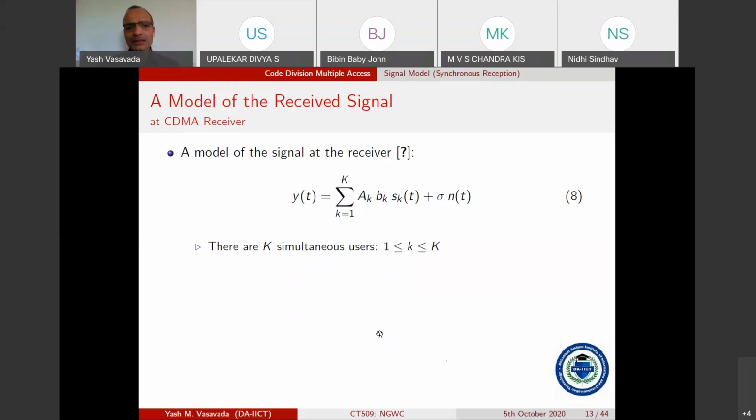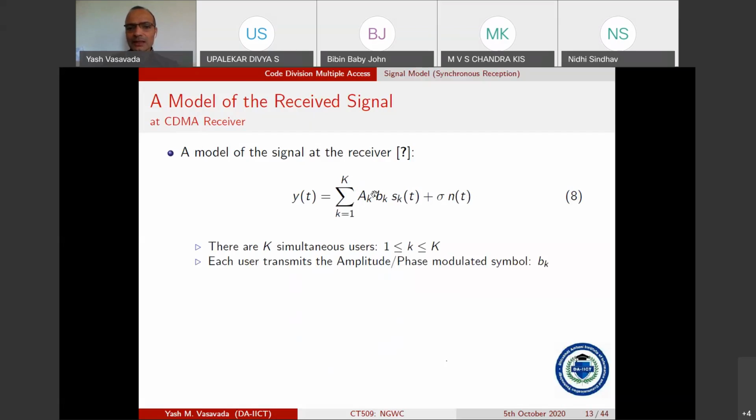So let us look at the model of the signal at a receiver of such a CDMA system. And we can write it like this. So there are a total of capital K simultaneous users. It's exactly the same way that we had denoted K in the context of beamforming. And now we are detailing out individual terms of these signals coming from different users. And so there is this term A of k, B of k, and S of k of t. And then there is this noise term.